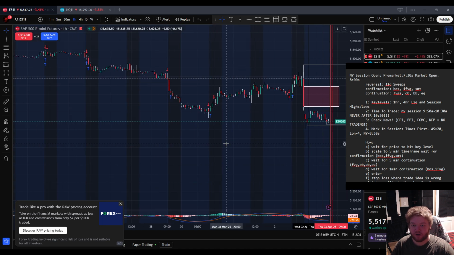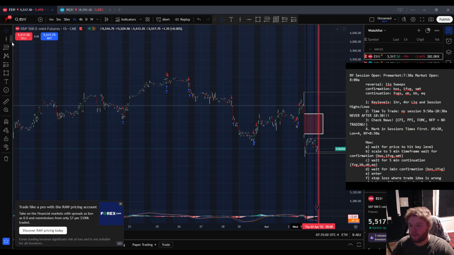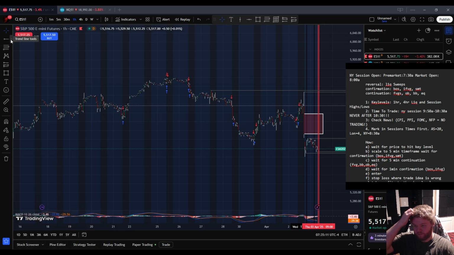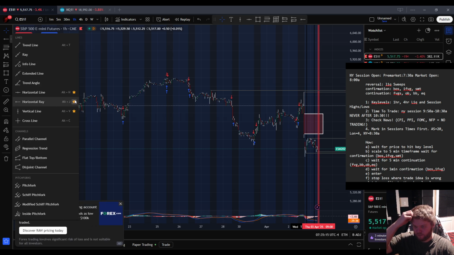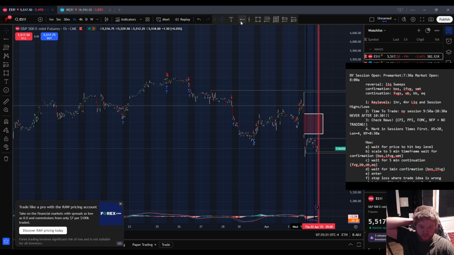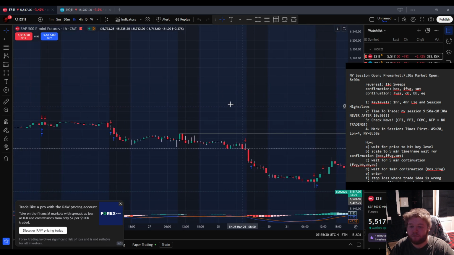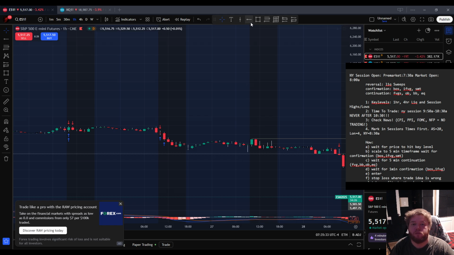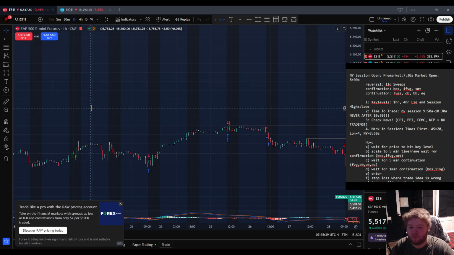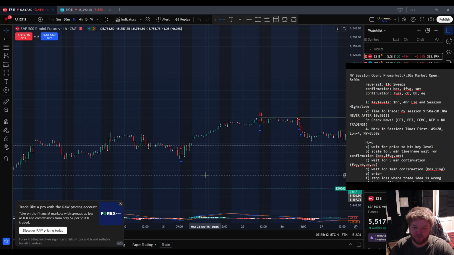What kind of position am I looking for at the moment? I think I'm going to look for a long position. You actually got trades off of that one too.